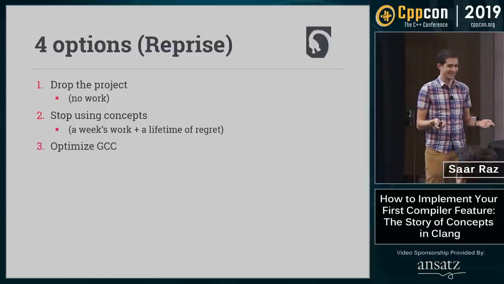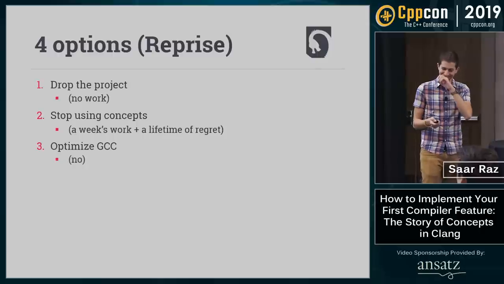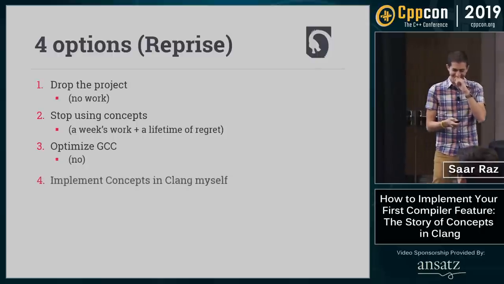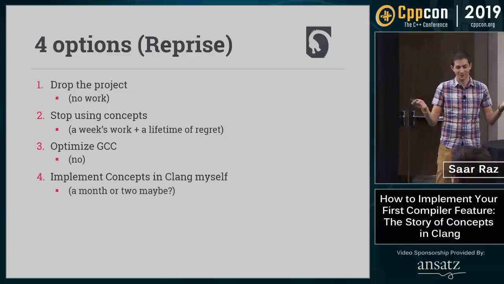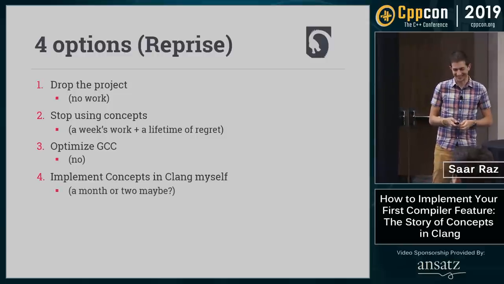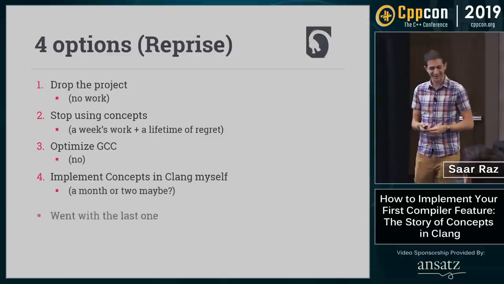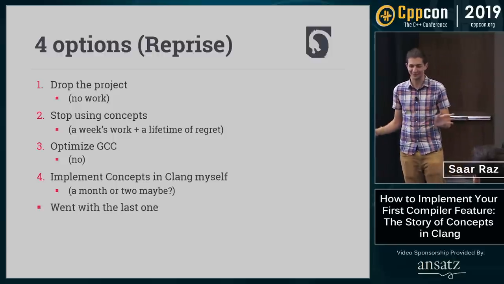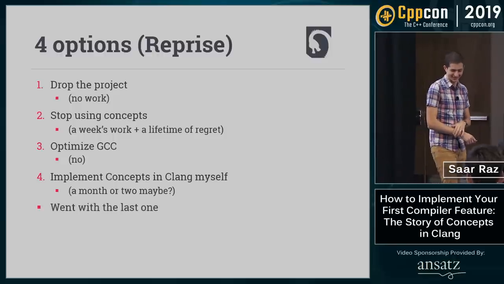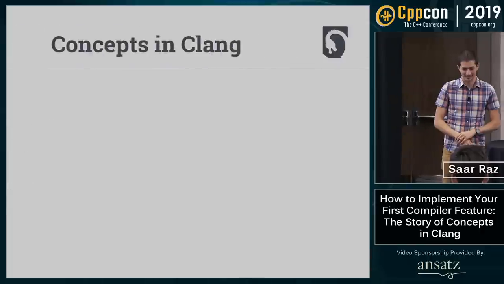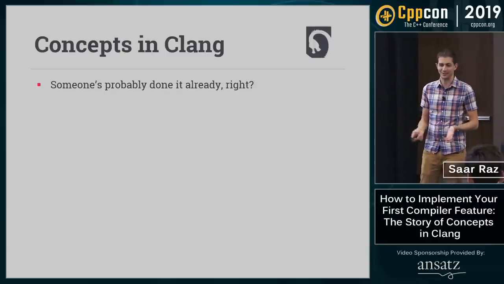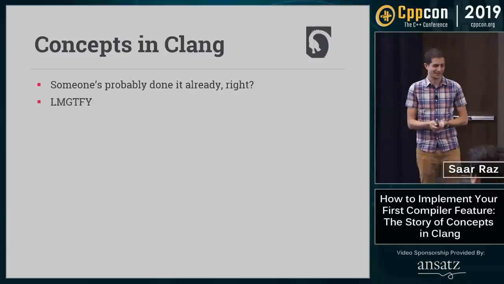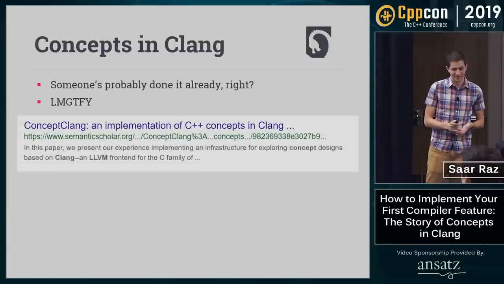Optimize GCC. No. Or implement concepts in Clang myself, which was like a month or two. So I went with the last one. This was my line of reasoning back then, really. Concepts in Clang. Someone's probably done it already, right? Let's Google that. So I found this, concept Clang and implementation of C++ concepts in Clang.